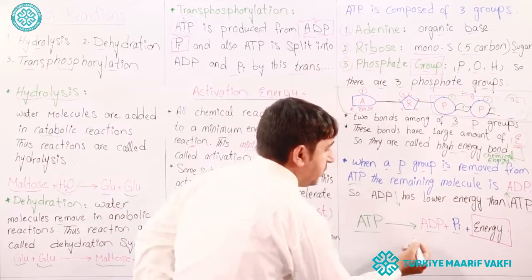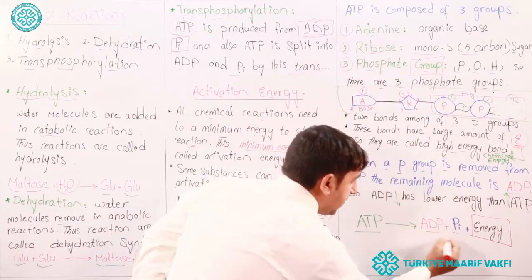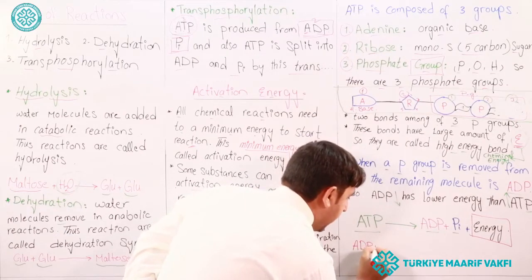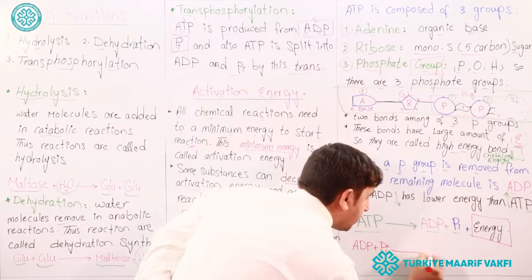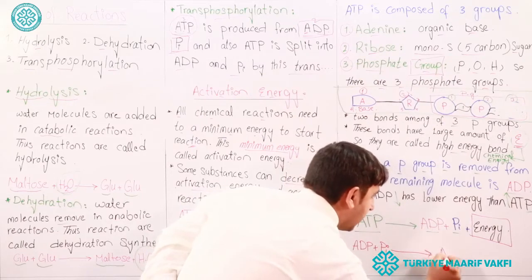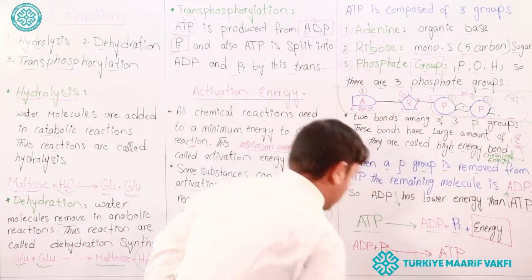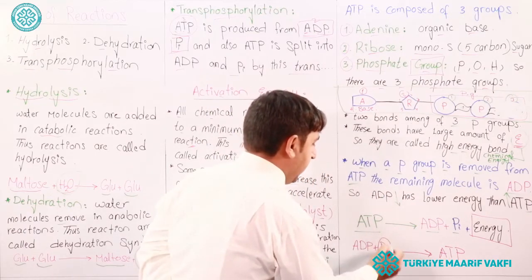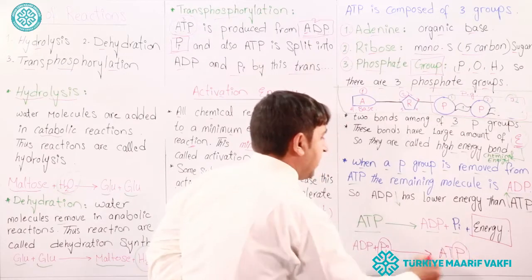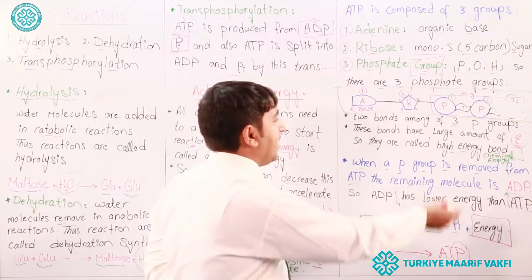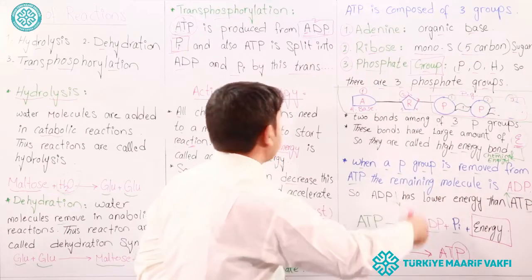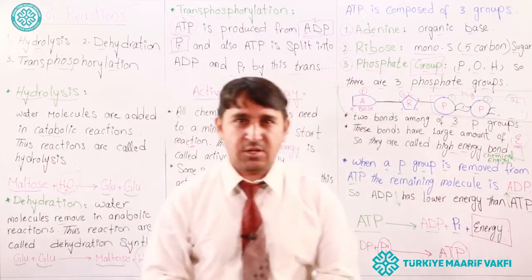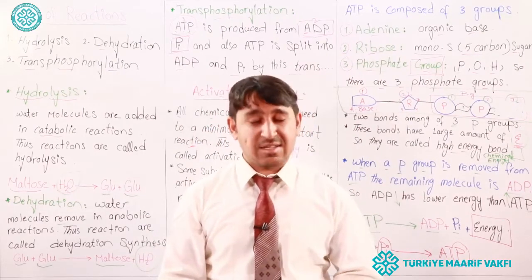If we want to get ATP from ADP, we have to write like this: ADP plus phosphate group. After that we can get what? ATP. So these types of reactions in which the phosphate is in transportation, these types of reactions are called transphosphorylation reactions.